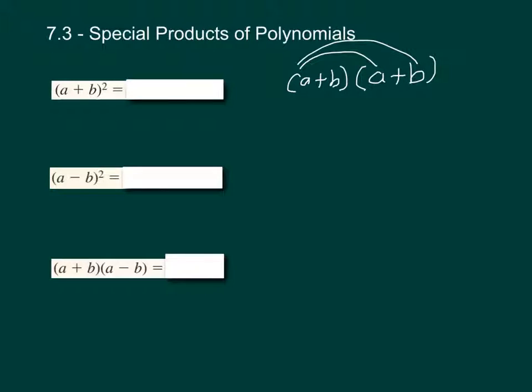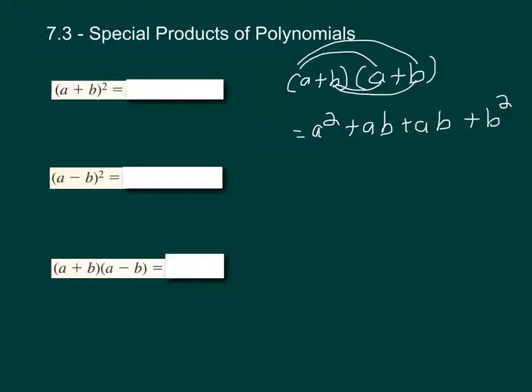Now, a times a is a squared. A times b is plus ab. Now I will distribute my b to the other terms in the second polynomial. B times a is ba, or I can rearrange that to make that ab. And then finally b times b is b squared.